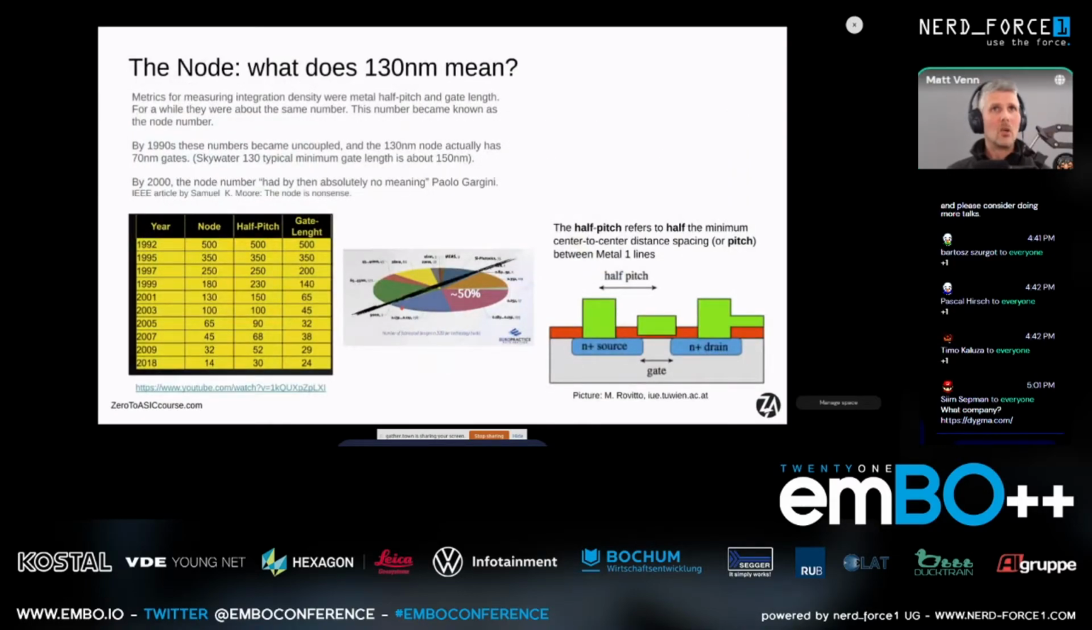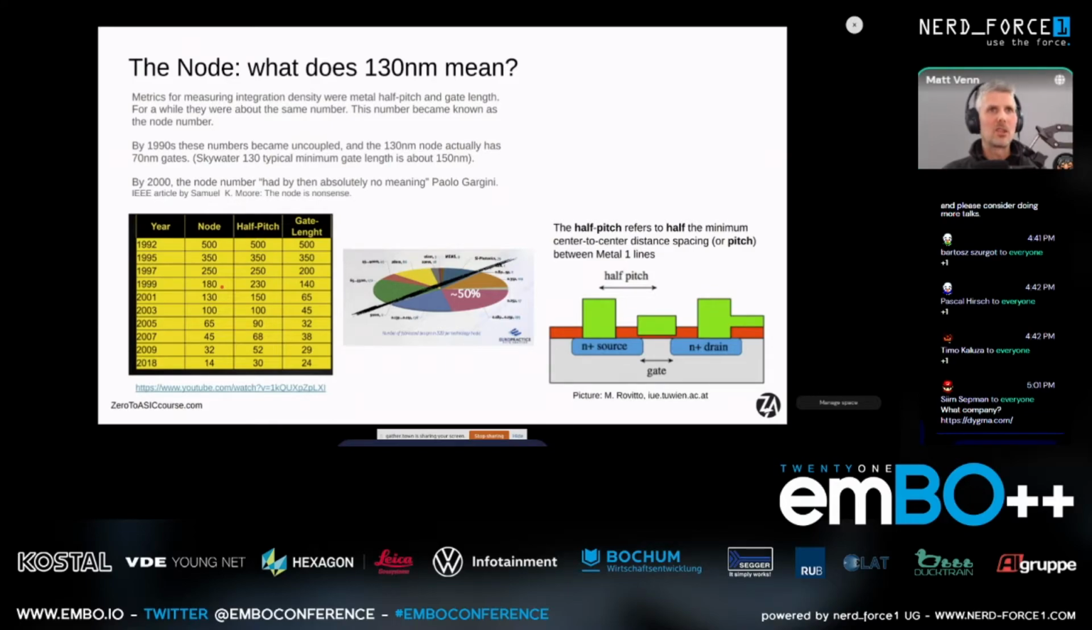So what does 130 nanometers mean? We've got the Sky 130 nanometer. People talk about the node or the process. And it used to be that in the earlier days, the node was the same number of nanometers as the half pitch and the gate length. The gate length is this length here, and the half pitch is half the distance between the two metal layers. But technology has changed, and those numbers have kind of become uncoupled.